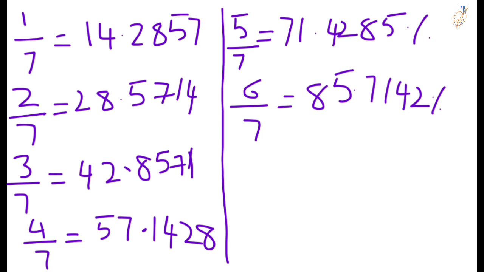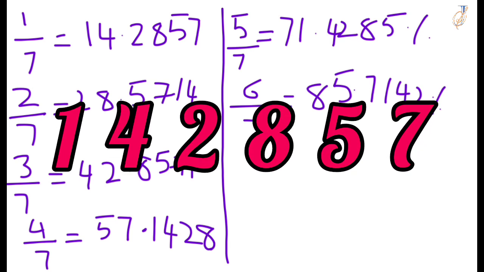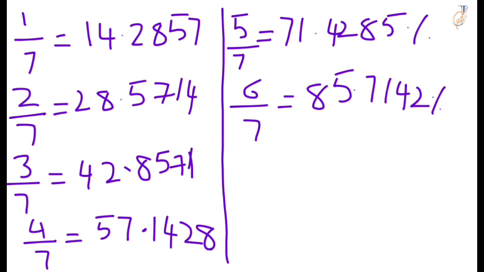How can we remember these values? No need to remember all these values. Just remember 142857. If you observe all these values, it is only the number 142857. See here also 142857, even here also 142857. Here the number 142857 is recycling. Now you understand the number 142857 is recycling.